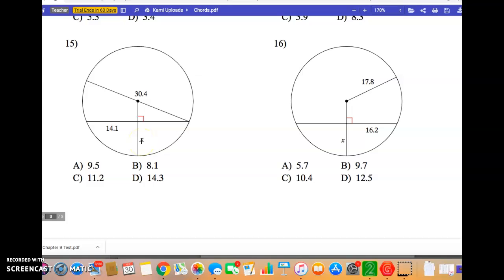So be aware that there is some Pythagorean theorem that's going to be needed to solve these, but the main ideas in this lesson are bisected chords, right? There's your chord, it's been bisected. And there could be some simple math or Pythagorean theorem involved.